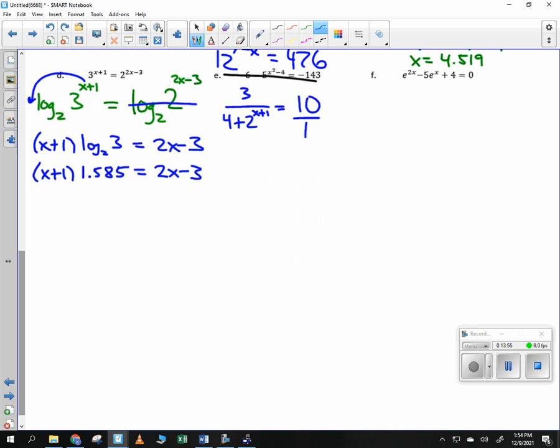Now, I know that that's not real pretty because we got that decimal, but we know how to solve that, right? So let's just solve it. We distribute the 1.585. It's 1.585x.